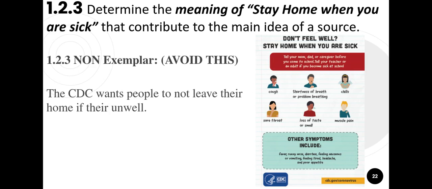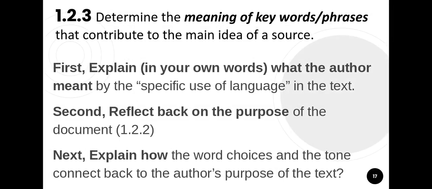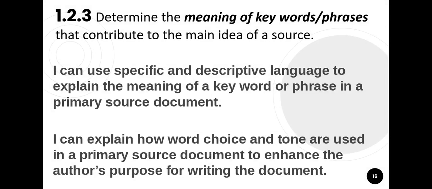I hope that, let's go back and review really quick what our I CANs are. So I want you to reflect back. Can you determine the meaning of a keyword or phrase and how it contributes to the main idea of a source? Can you use specific and descriptive language to explain the meaning of a keyword or phrase in a primary source? And can you explain how word choices and tone are used in a primary source document to enhance the author's purpose for writing?